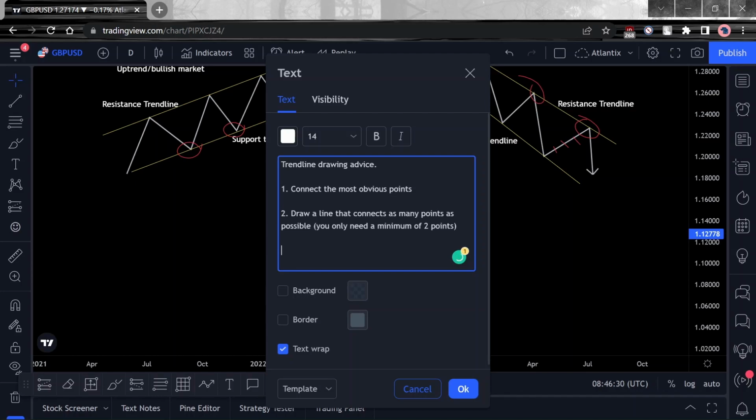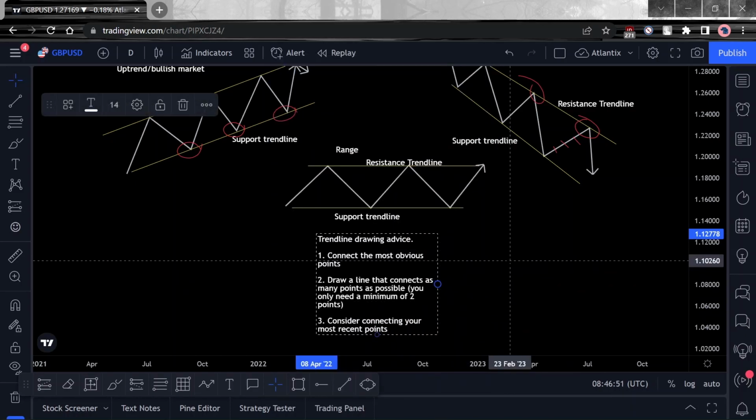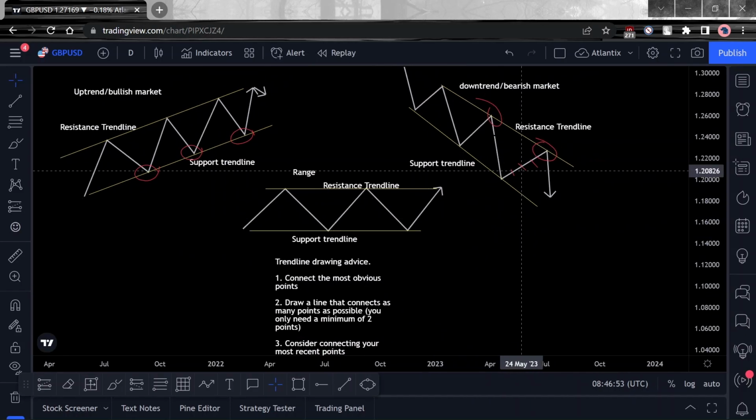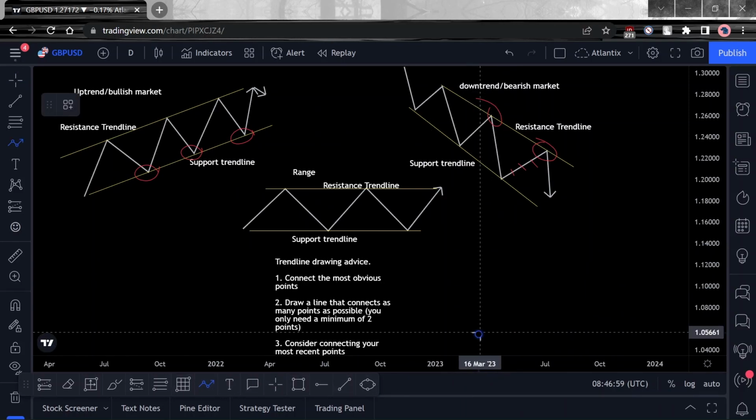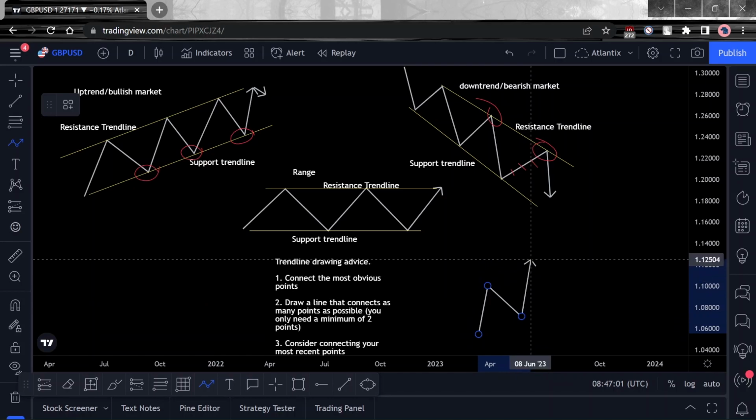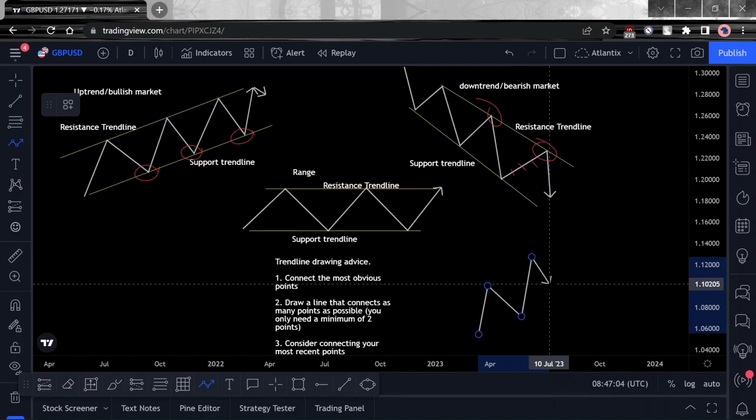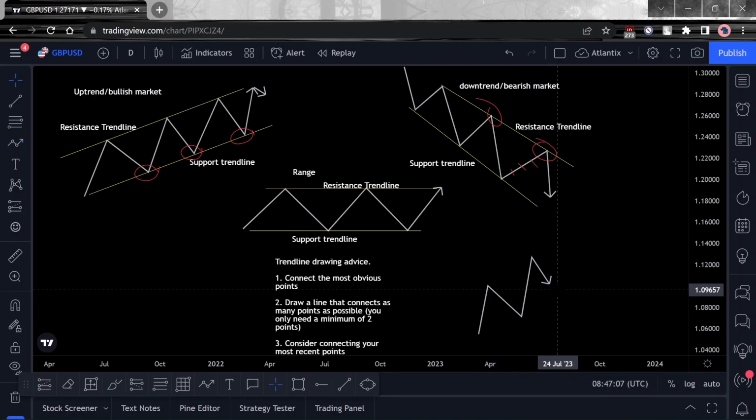And then the third point, which is very important, is consider connecting your most recent points. Okay, when we talk about the most recent points, what we're saying is, as the market is forming, or rather, let me draw another example here of a bullish market. As the market is forming like this, right? Let's say this move is not yet complete. Price is still going down.